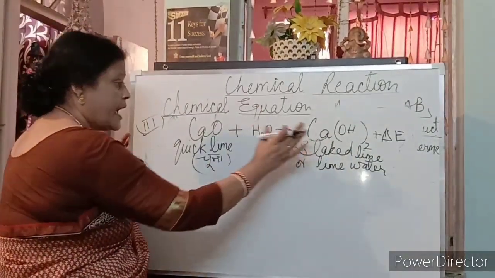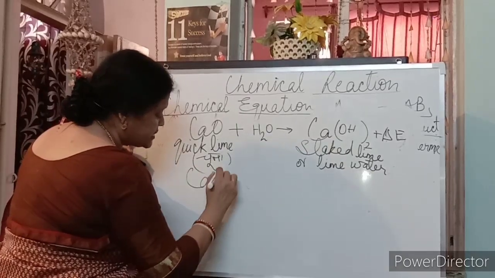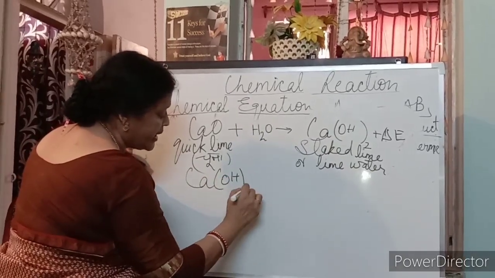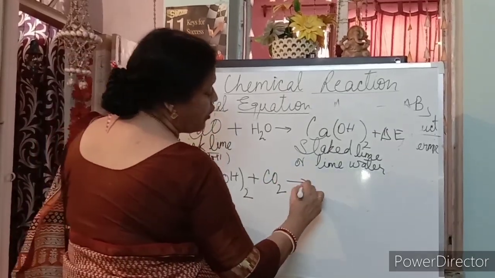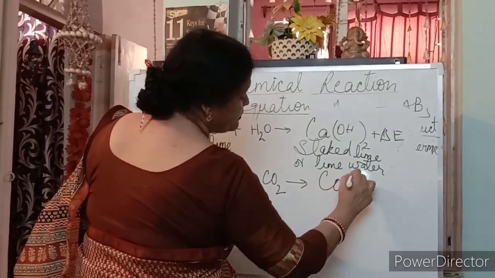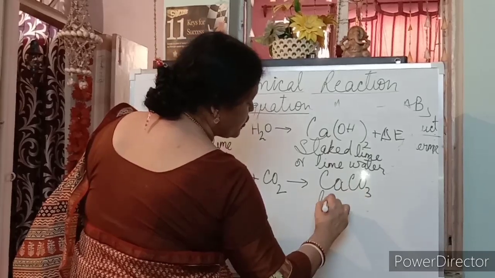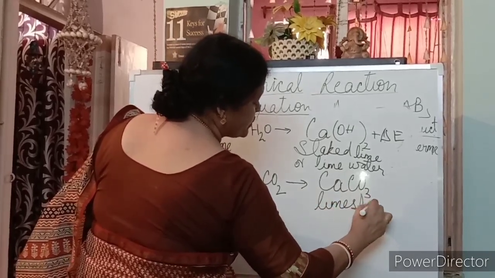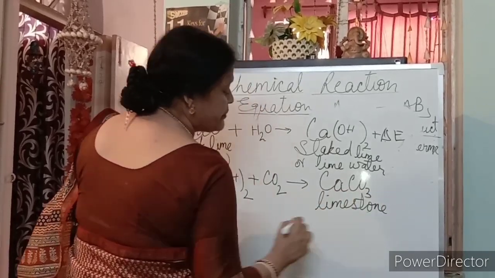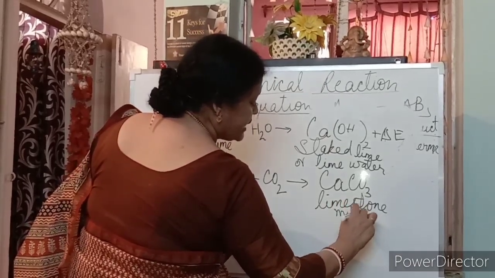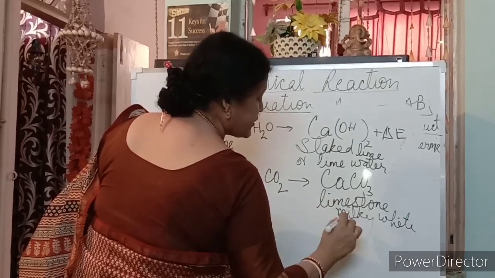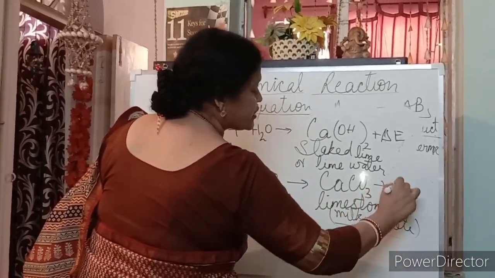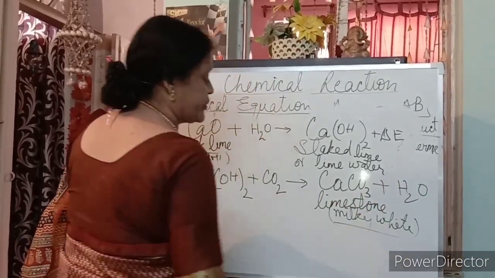Now when the painter applies this, see what happens. Calcium hydroxide, when applied on the wall, will react with carbon dioxide of the air to form calcium carbonate, which is known as limestone. Limestone, which is milky white in color. Milky white, right? This is the color, plus water will be released in the form of vapor.